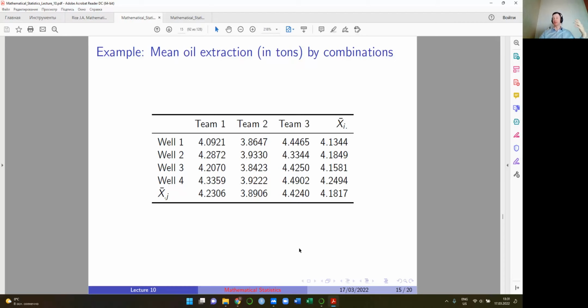Therefore, we cannot rely only on the comparison of these numbers. We want to rigorously test the hypothesis that different technology and now the second factor, different maintenance team, lead separately or together to different productivity.